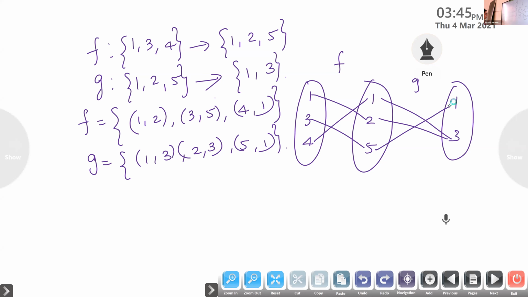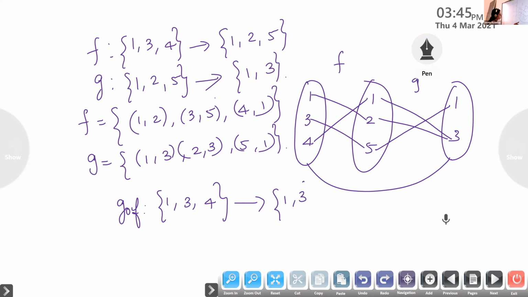Now what you have to do is define g composition f. From where to where will it be? If f is a function from A to B and g is a function from B to C, g composition f is a mapping from A to C. So here g composition f is a mapping from set {1, 3, 4} to {1, 3}, defined like this.